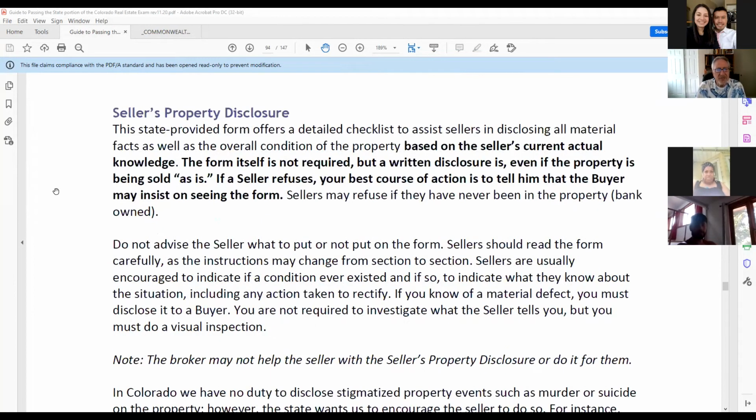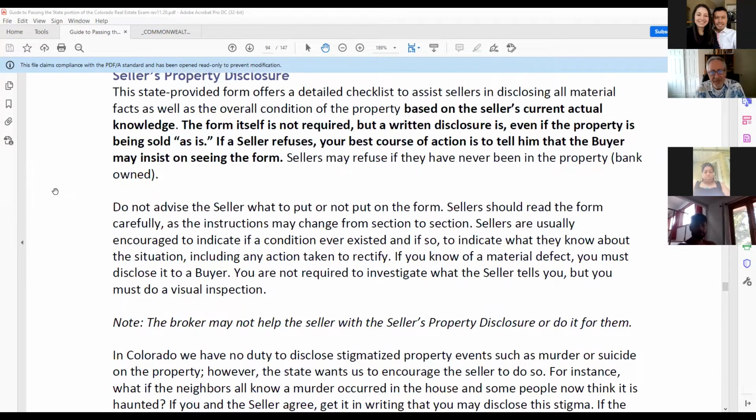All right, here's a seller's property disclosure we'll look at next. This form, as you recall, is provided for sellers to disclose the condition of the property. Are they required to use this form? No. Are they required to disclose the condition of the property per Colorado state law? Yes. See the difference there? They're required to disclose the condition, but they don't have to use this form.